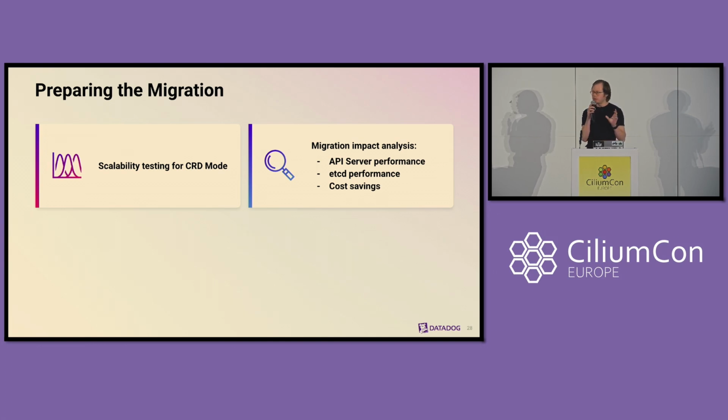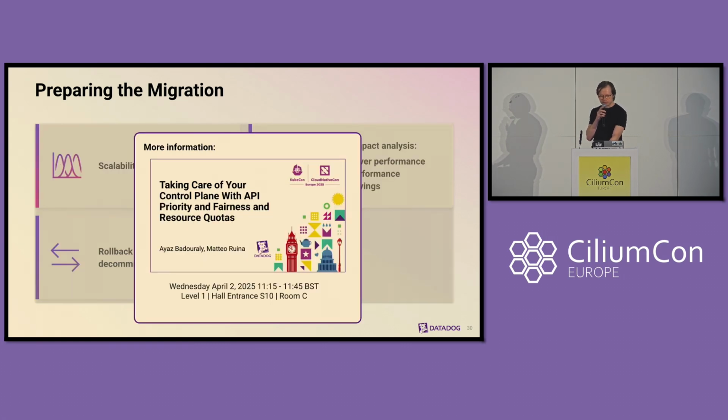We had to tune some API server configuration. And maybe the most interesting thing to note is that we had to tune the priority and fairness settings for the API server, because the Cilium agents were putting way more load on the API server since they're using the CRD objects now. I don't have time to go into APF, but tomorrow my coworkers Matteo and Ayaz are doing a talk about API priority and fairness, so you can attend it tomorrow at 11:15.